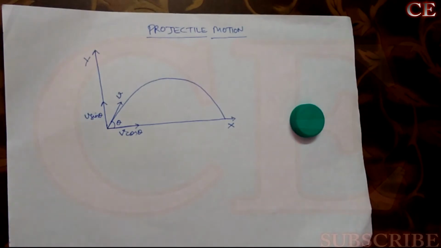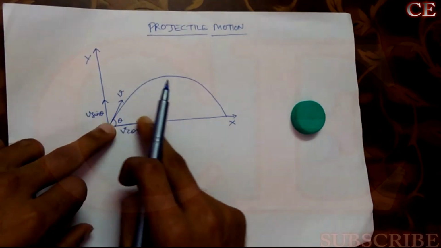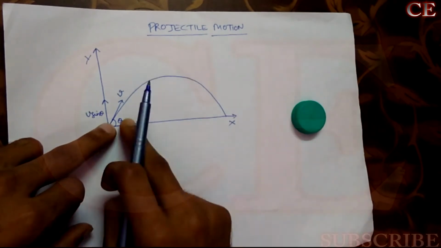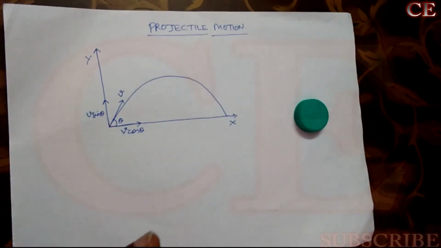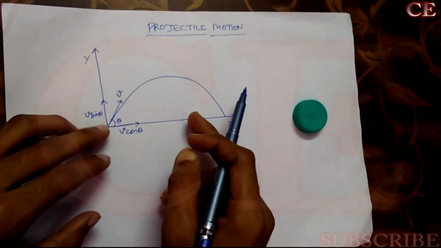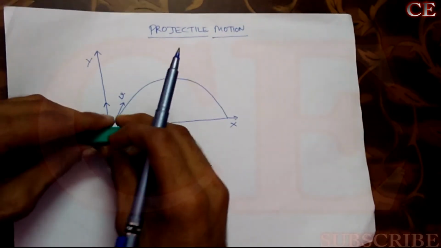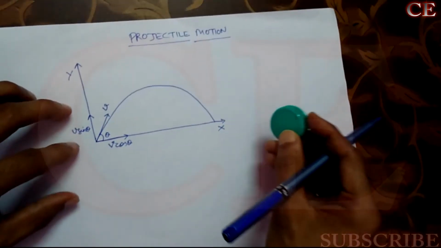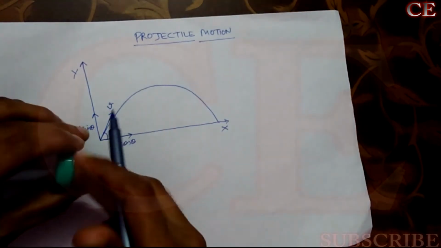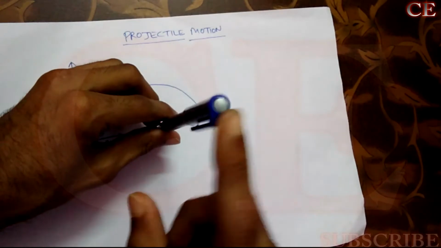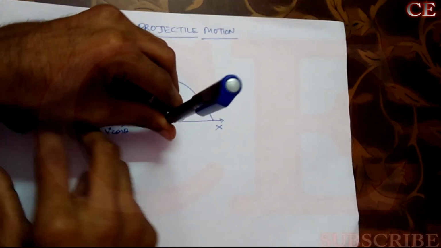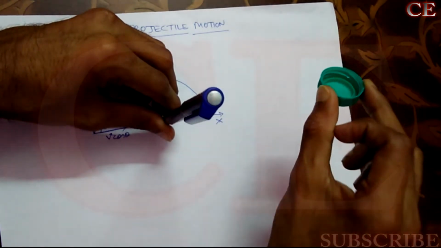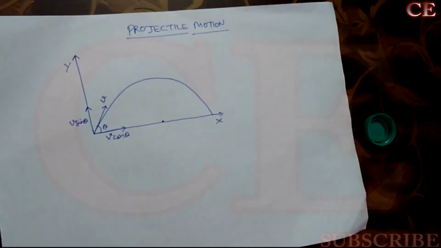Now we have to find the time of flight, the distance, which is sometimes called range, that the ball has reached, and the maximum height. The ball is thrown like this in the xy plane, and this is the maximum height the ball has reached. So we will find the time of flight, range, and maximum height the ball has attained.